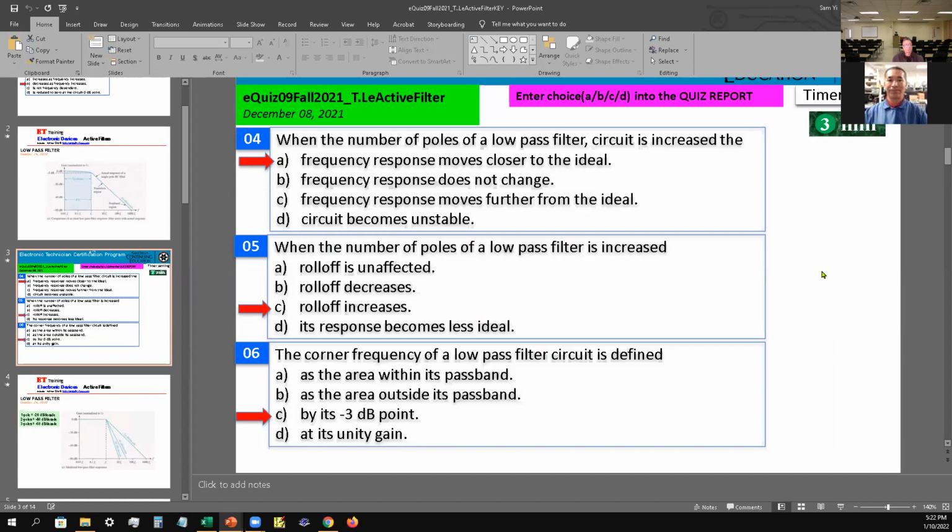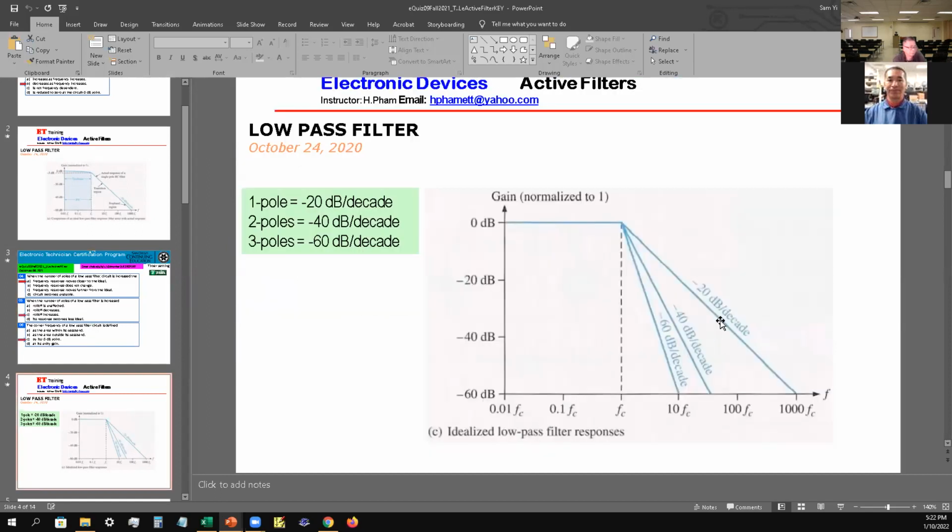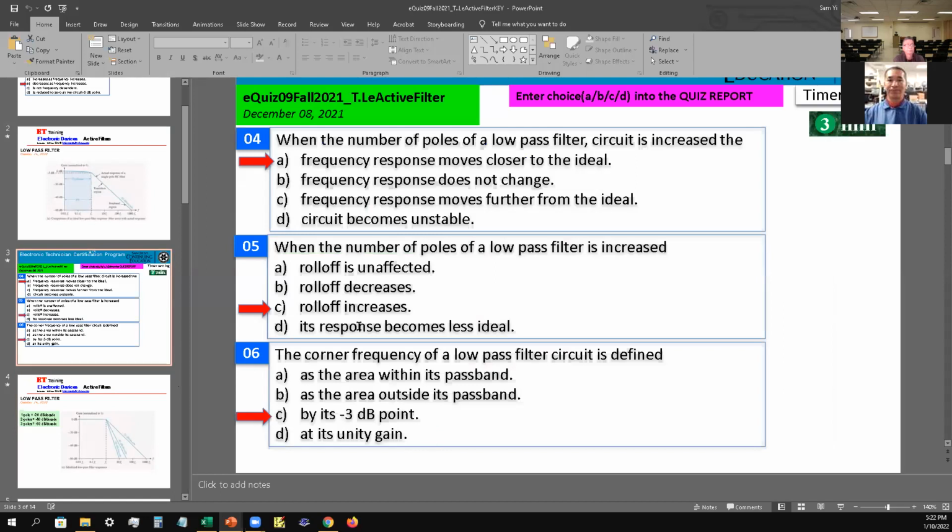Number 5, when the number of poles of a low pass filter is increased, the roll-off increases. So the answer for 5 is C as in cat. As you can see right here, you've got 1 pole at minus 20 dB, 2 poles will be minus 40 dB, 3 poles will be minus 60 dB. So it increases. So that's number 5.